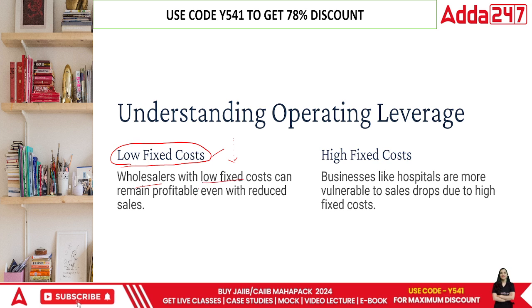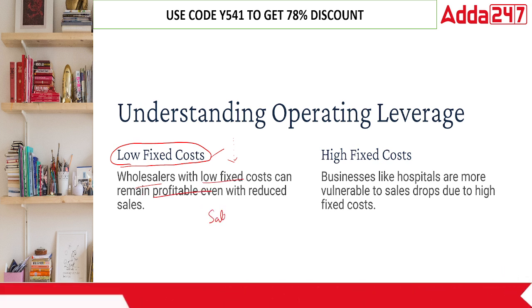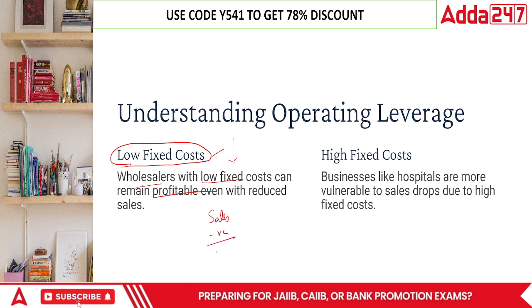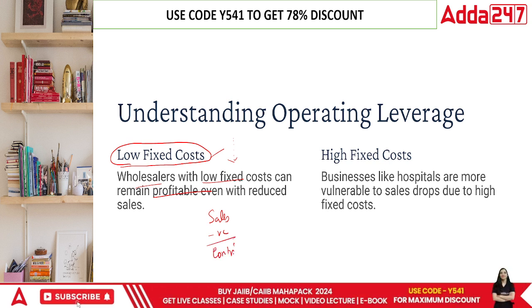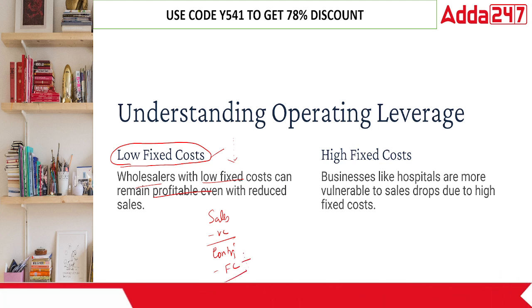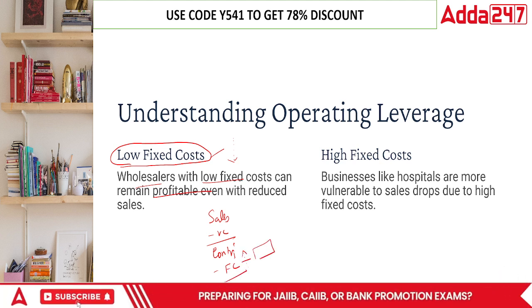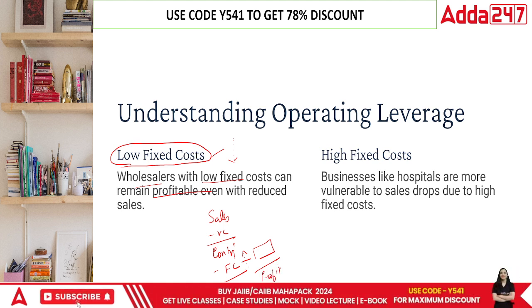Businesses with low fixed cost will always have greater profit. How? From your sales, once you remove your variable cost, what you are left with is your contribution. Okay? Then you remove your fixed cost. If your fixed cost is higher, then most of the money is exhausted. What you're left with is a profit which is very much limited, isn't it?